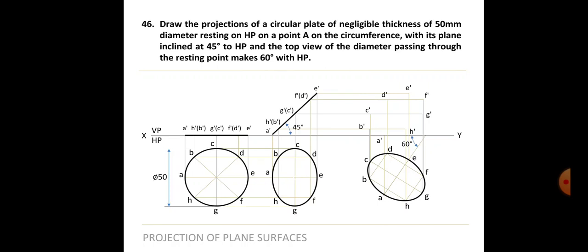And now again, don't join it by lines, you have to again join it by curves. Since this is also an ellipse, you will draw this by curves. So you will get a curve like this. So this is the final view. You can see this is the circular lamina resting on HP, inclined at 45 degrees to HP, and the top view of the diameter is inclined at 60 degrees to VP. So this concludes the problem. So we will then go to the next problem.